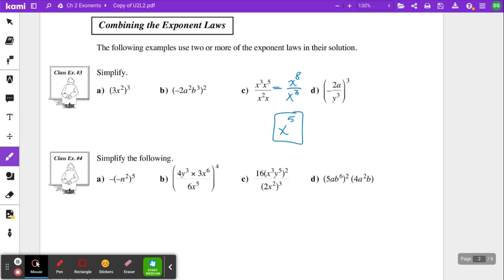Okay, so let's do D while we're at it. I'm gonna cube the negative. I'm gonna cube the 2 and cube the A and cube the Y cubed. What's the cubed Y cubed? 9, Y to the 9. So we're gonna times those together because that's a power of a power, which is a superpower. Good, okay, go on.